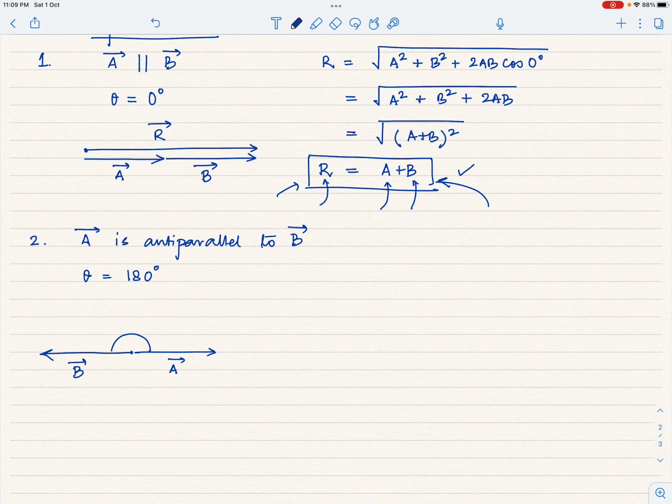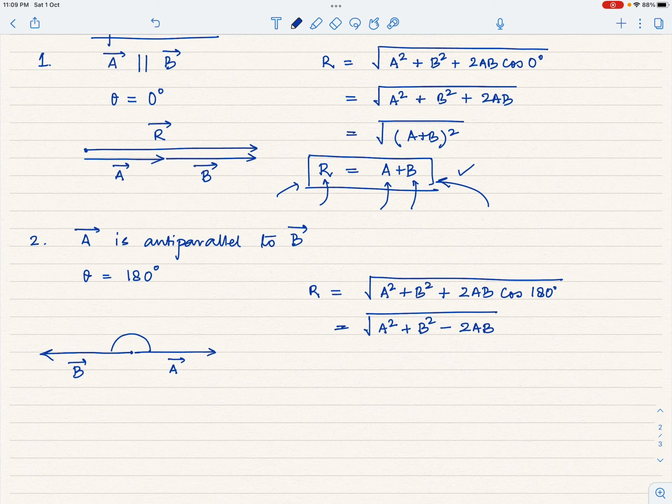So in this case, we try to find out the value of R, the magnitude of the resultant. It will be a squared plus b squared plus 2ab into cos of 180. Cos 180 is minus 1. So this will become a squared plus b squared minus 2ab, which is nothing but the square of a minus b. A minus b whole squared, and this cancels out with the square root to give you mod of a minus b as the value of R.